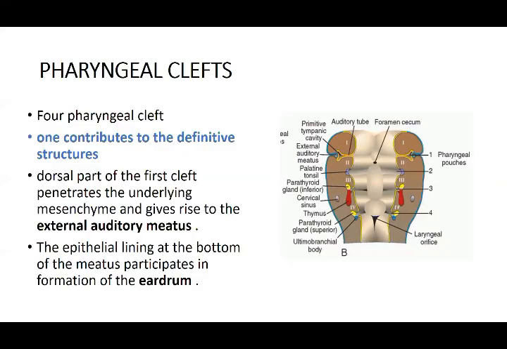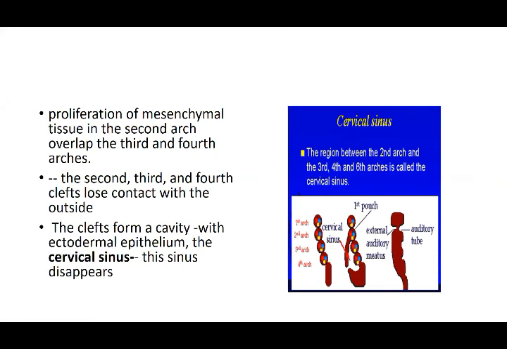The clefts: the first cleft is the only one that gives a structure, the external ear, and the depth of the external ear is the outer part of the eardrum that is formed by the first cleft. The second cleft does not form anything. The second one overgrows and covers the third and the fourth clefts, so that the surface on the outside of the neck becomes smooth. There is no opening. Only a small pouch can be left, and that is what we call the cervical sinus. That is, the depth can be there.